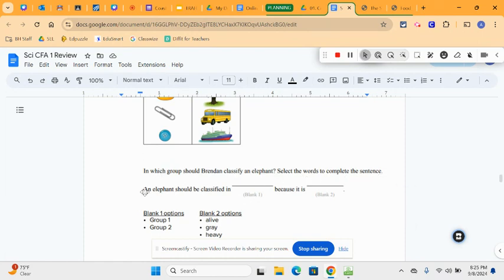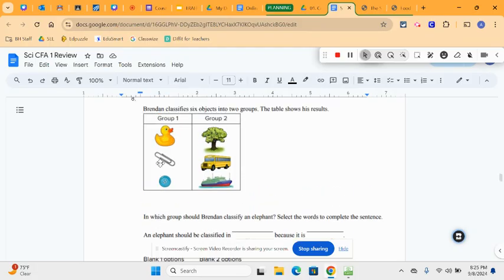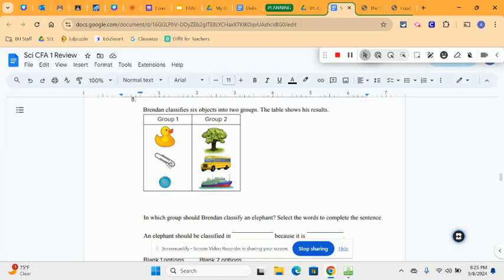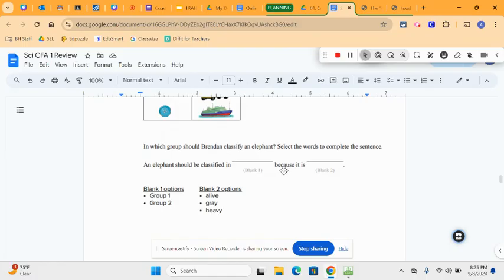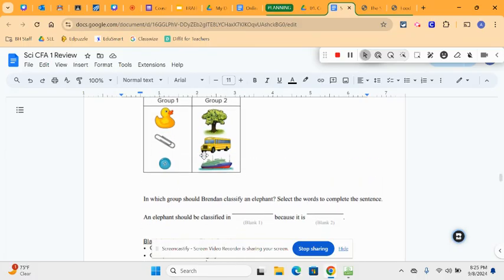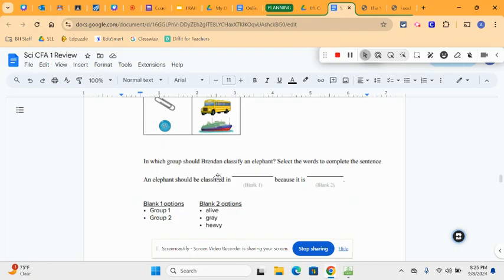So, would we say that an elephant should be classified in blank 1? Their options are group 1 or group 2. First of all, we want to know, would an elephant fit better in this group or in this group? And then you're going to tell me why. Because it is what? Are we saying it belongs in group 1 because it's alive? Or maybe we're saying it belongs in group 2 because it's alive? Maybe because all of those objects in one of those groups is alive?